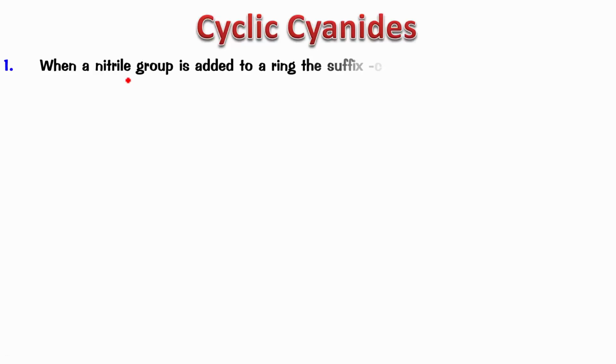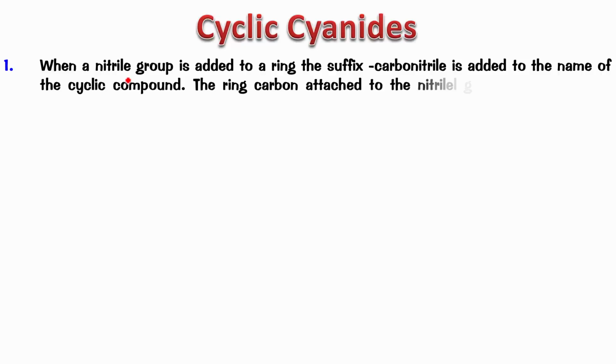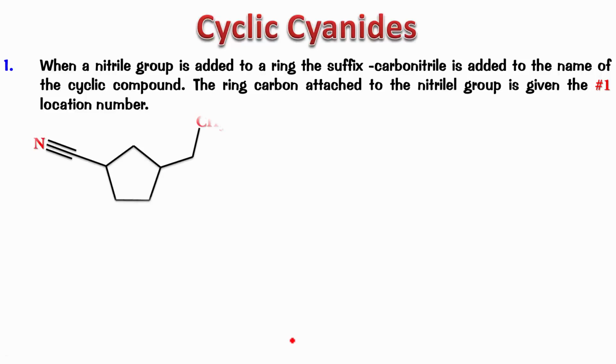So let's check out the first rule. When a nitrile group is added to a ring, the suffix carbonitrile is added to the name of the cyclic compound. The ring carbon attached to the nitrile group is given the position number 1, and that would be its location number. So let's do a couple of examples and see whether we're able to get the names right. As usual, pause the video, name it, and then play it back.